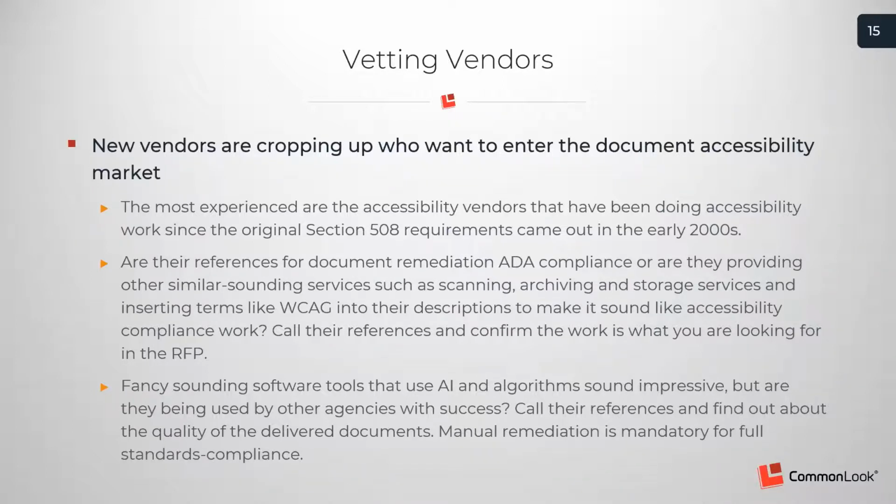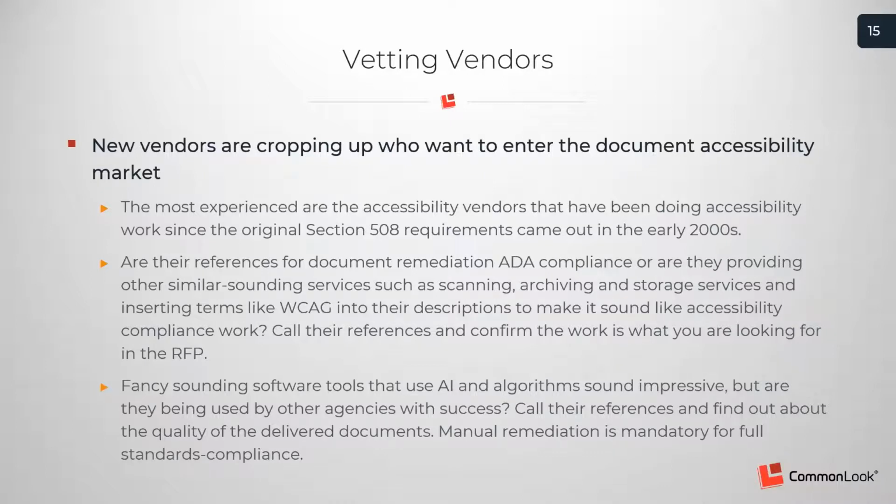We're seeing vendors coming in, as Megan had mentioned earlier, that are coming from document archiving or document storage or other systems, or translation services, that now want to move into ADA remediation. And so they'll write into their proposals and their marketing materials WCAG descriptions and compliance standards. But you need to find out that they truly know what they're doing. So when you get references, you need to call the references. You need to find out that they did exactly the type of work that you've put into this RFP.